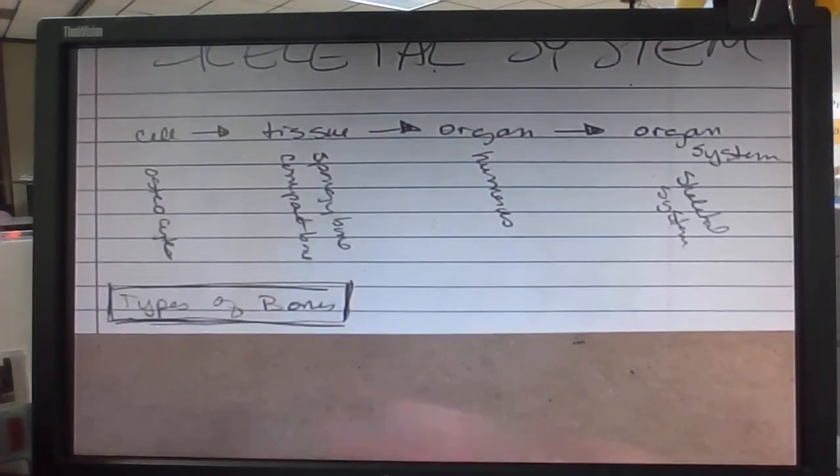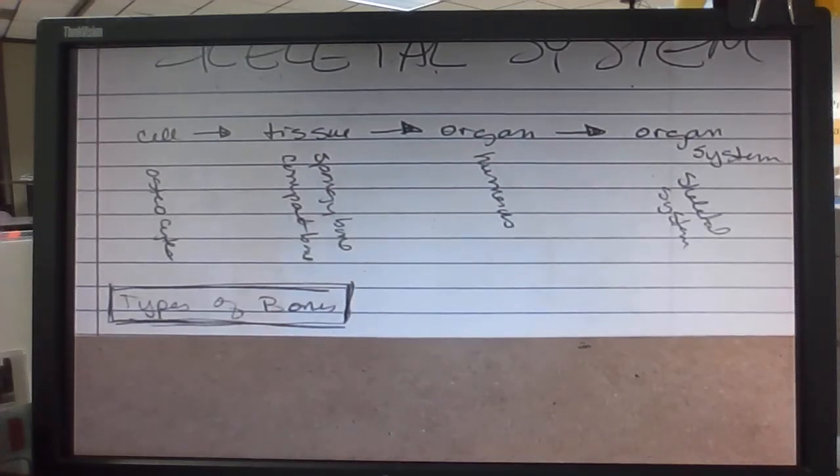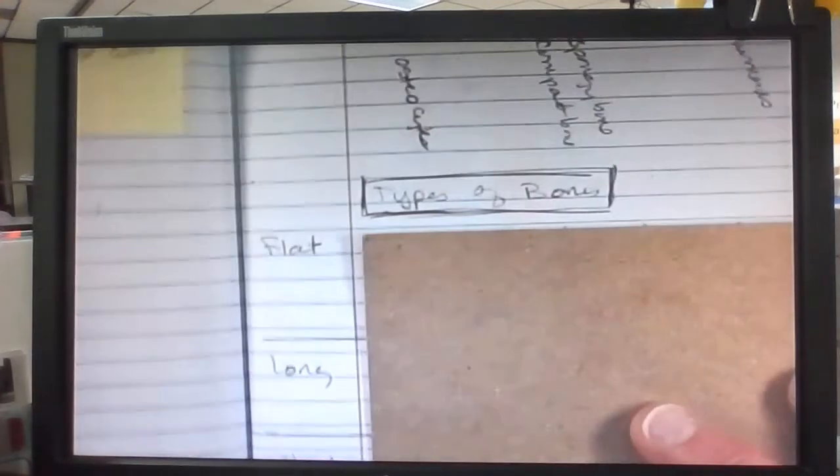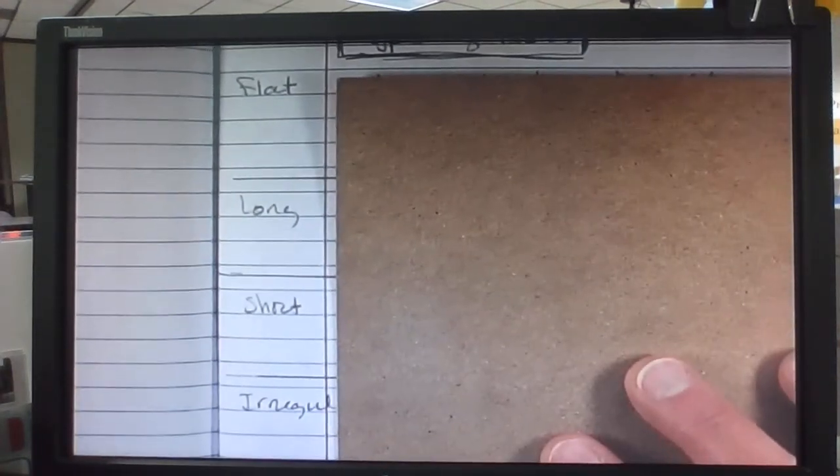All right, so next we're going to look at the types of bones. You can use a highlighter, you can underline, whatever, make it stand out so you know everything below that section is notes on types of bones. Then, once again, hang on just a minute, don't copy this down because I'm just showing you how things are set up.